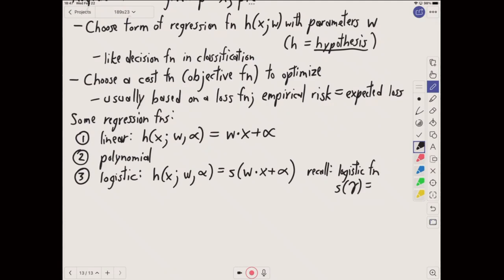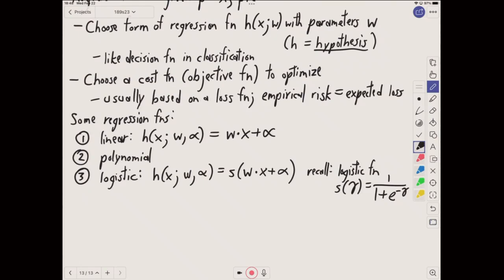S of gamma is 1 over 1 plus e to the power of minus gamma. So this last choice is a pretty interesting choice because you will recall from the last 2 weeks of lectures that LDA produces logistic posterior probabilities as a natural result of fitting Gaussians to data and then applying Bayes' theorem.